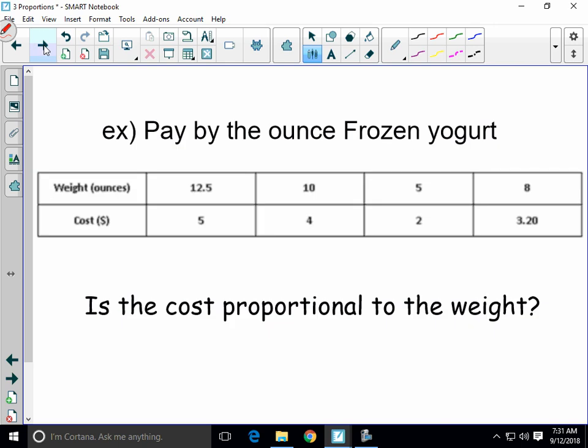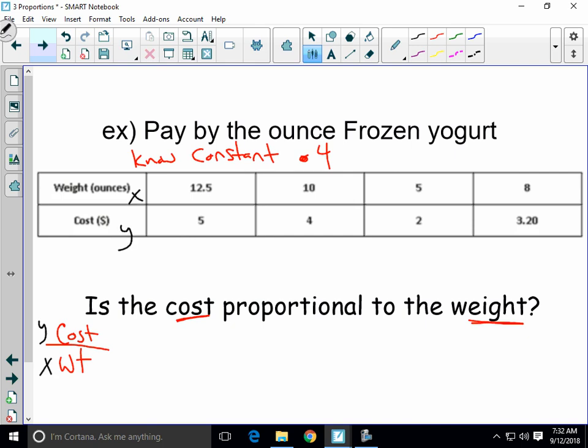Okay, so let's look at that same exact problem that we just did. We already knew that the constant was 0.4. Again, we're comparing cost to the weight. So that order, I'm going to write that on the side. Cost was first to weight. The cost is the y, and the weight is the x. Okay, so what that last formula showed us, if we take any of these x values on top and we multiply them by 0.4, we should get the numbers on the bottom.